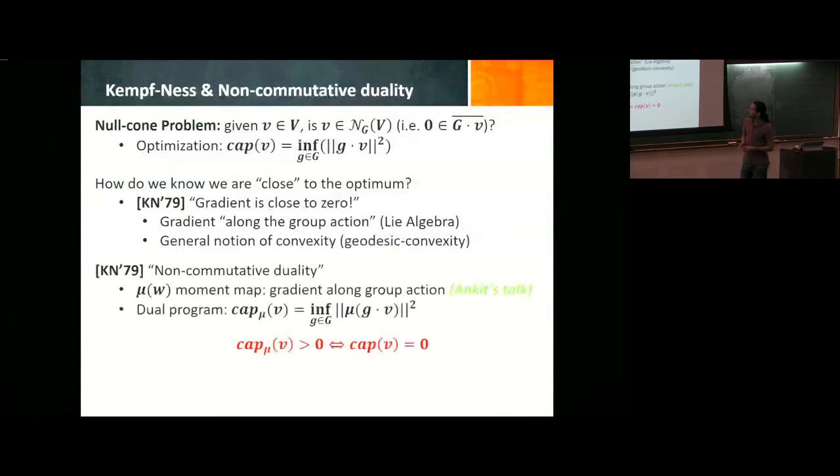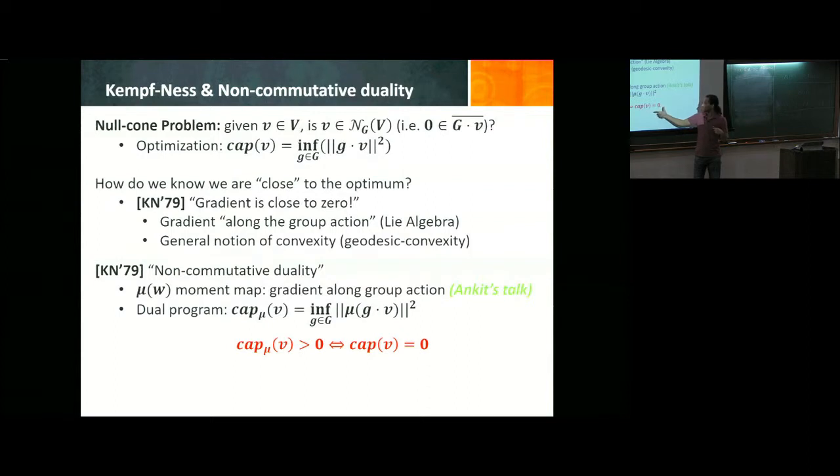That's enough. Okay. Now, again, from Ankit's talk, the work of Kempf-Ness has this non-commutative duality. So he defined this moment map, which is the gradient along the group action from Ankit's talk. And we now have this dual optimization problem, where I can define this moment capacity, which is the minimum norm of the moment map along my orbit. And this work by Kempf-Ness, as Ankit stated in his talk, is essentially saying that this dual program is bigger than 0 if and only if I am in the null cone.